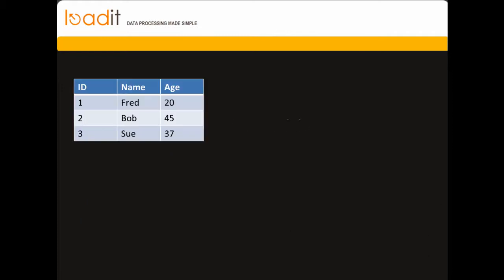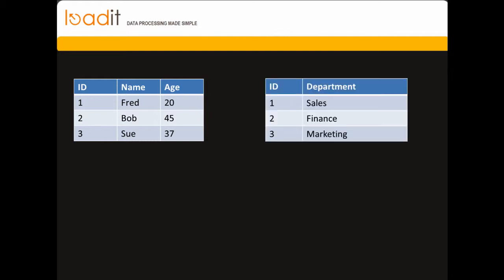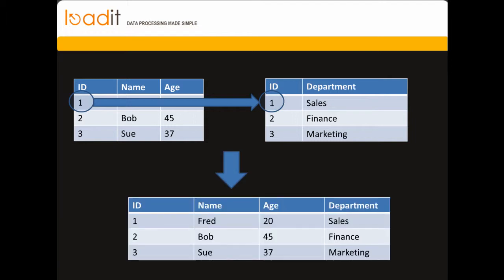Suppose we had some data like this that lists out some people and their age and their name and a corresponding ID value for each record. And we have a separate set of data with the ID values and the corresponding department that the person belongs to. And we want to merge these two records together using the ID as a sort of common key between the two data sets. So the join module allows us to do that and produce a horizontally merged data set.